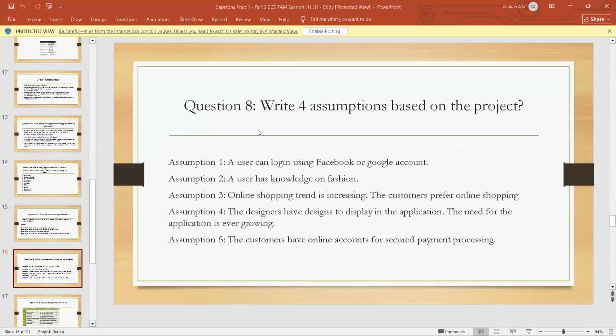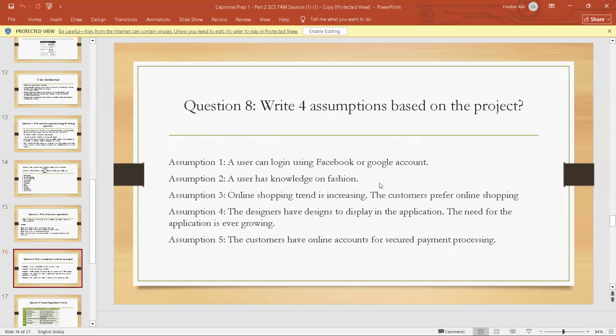The eighth question is about writing four assumptions based on the project. Assumptions means what you think, so you will have an idea. Here you will have some examples. The first assumption is a user can log in using a Facebook or Google account. The second one is a user has knowledge of fashion. Not all users will have knowledge of fashion, right? But you assume like that.